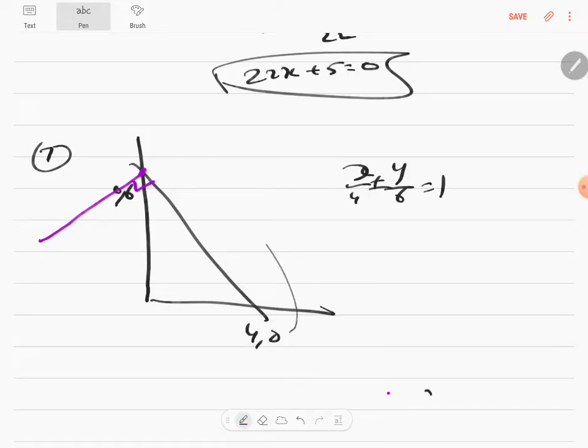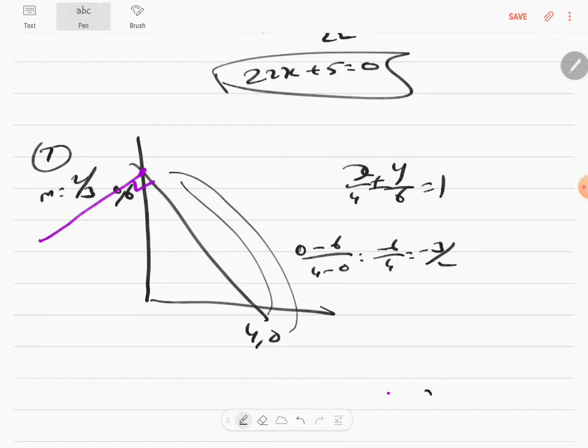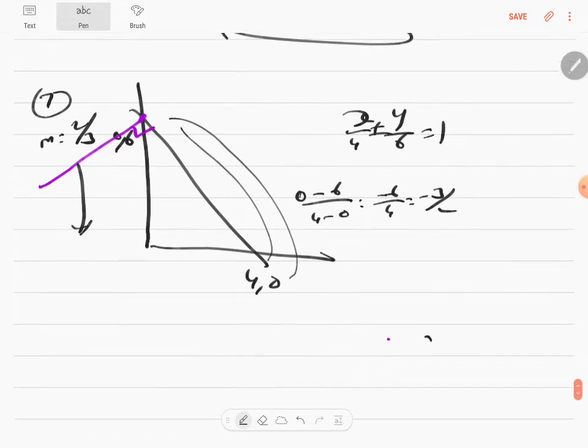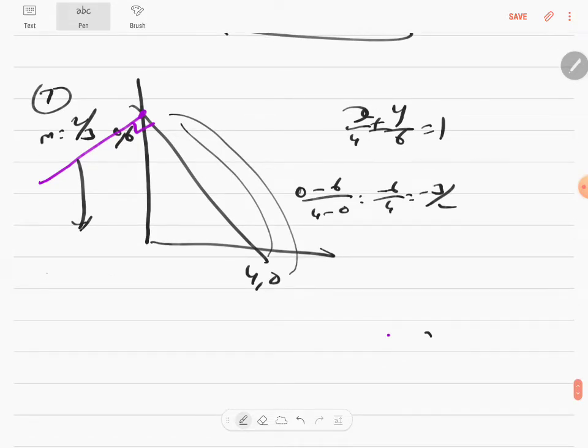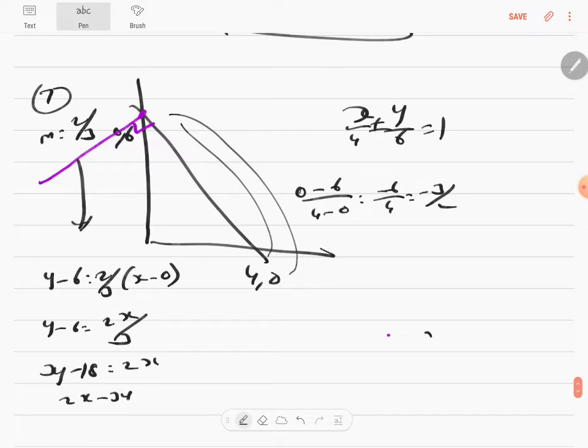You already know the slope is y2 minus y1 by x2 minus x1, 0 minus 6 by 4 minus 0, which is minus 6 by 4, which is minus 3 by 2. The negative reciprocal will be the slope of this line, which is just 2 by 3. And you can form the equation of this because you know the slope and you know the point is 0, 6. So y minus y1 is equal to m into x minus 0. So y minus 6 is equal to 2x by 3, cross multiplying 3y minus 18 is equal to 2x. 2x minus 3y plus 18 is equal to 0 is the equation of this purple color line.